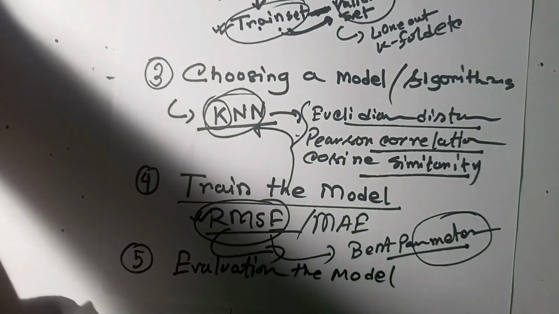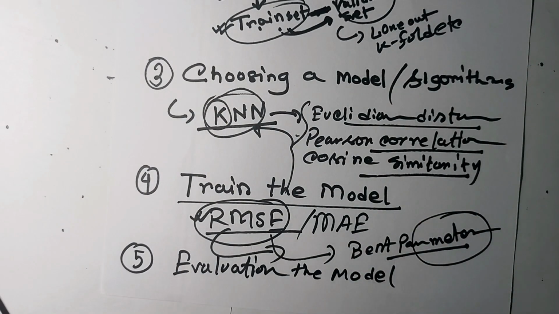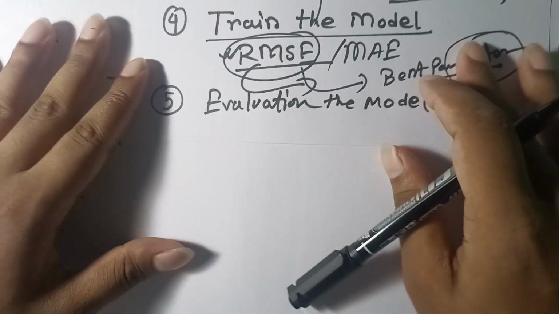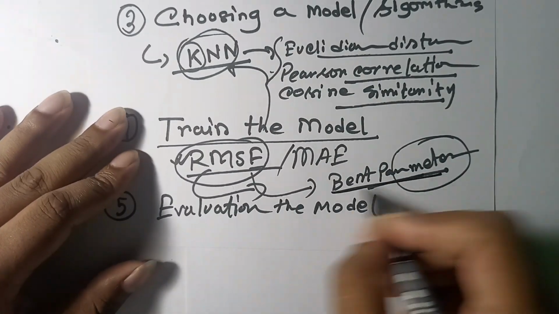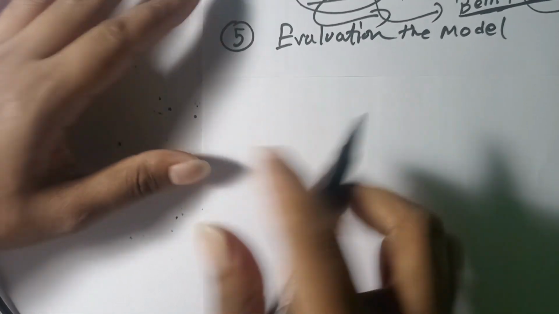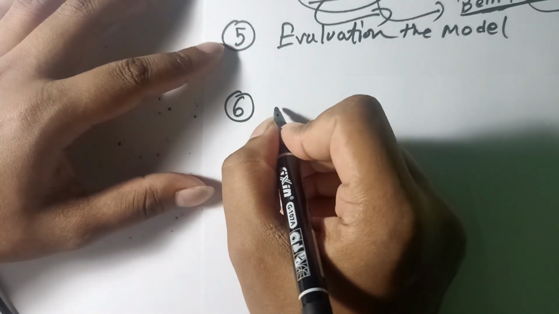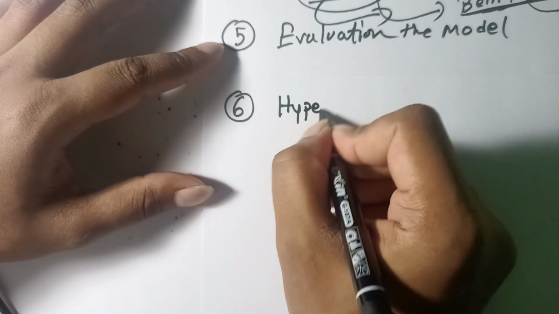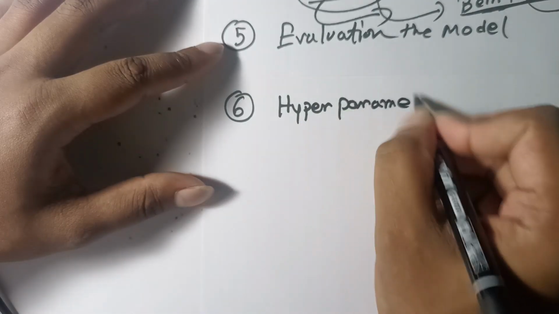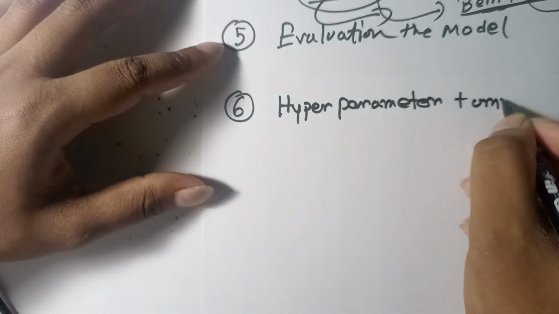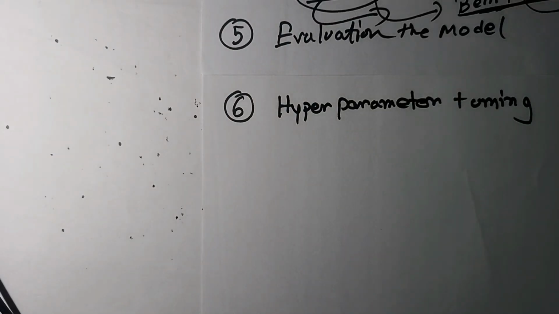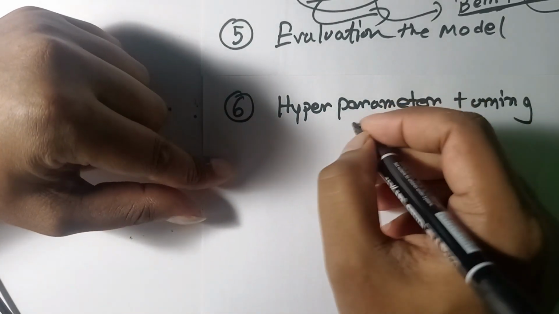Now the next step. I already provided you the best parameter. The best parameter is nothing but our sixth step, and it is hyperparameter tuning. Hyperparameter tuning is also known as optimization.